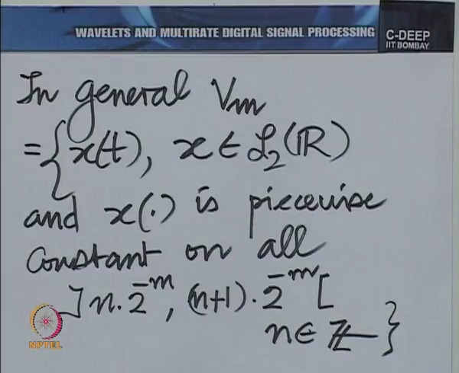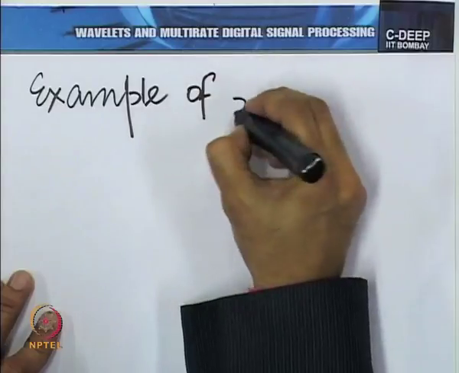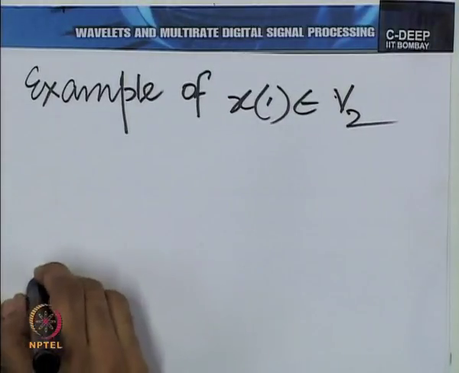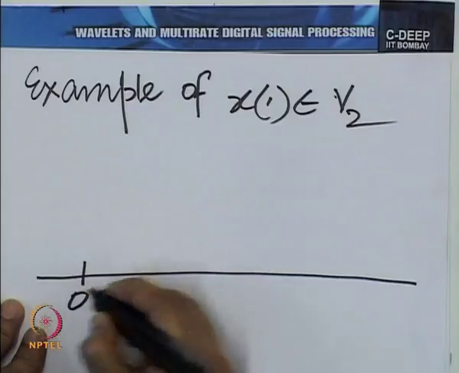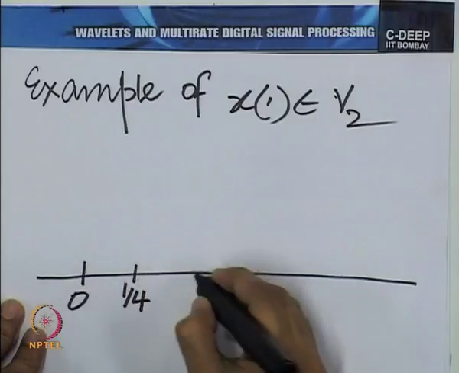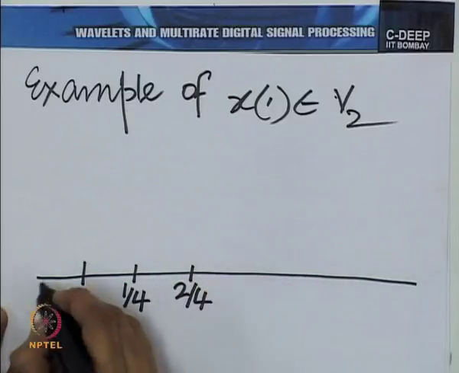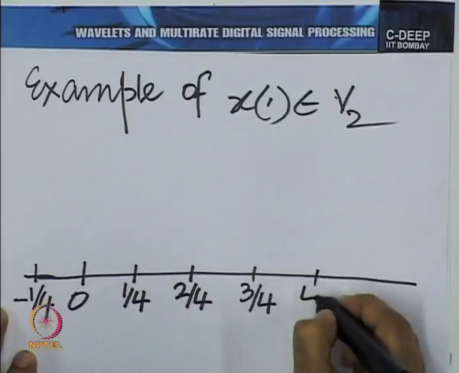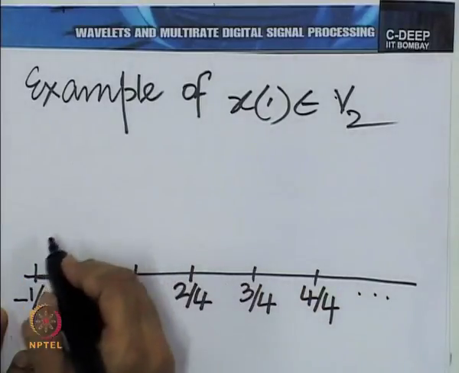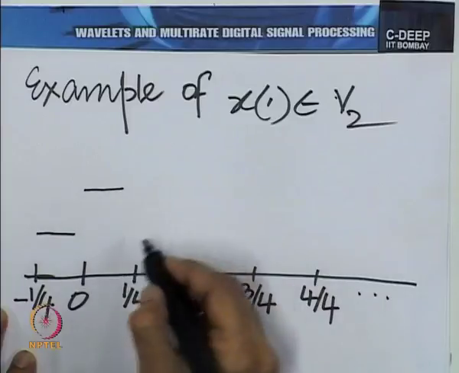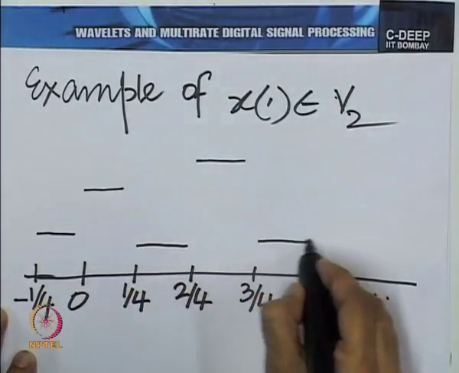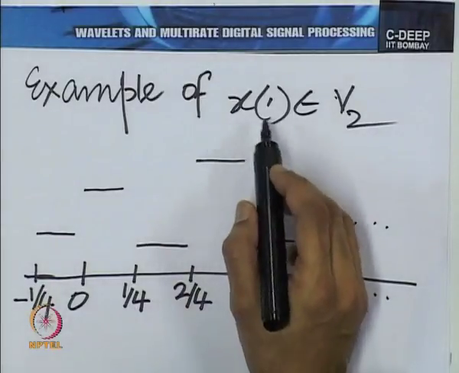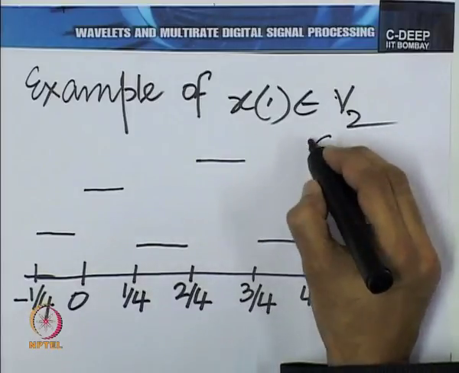To fix our ideas, let us sketch a couple of examples. So, let us take an example of x belonging to V 2. It would look something like this. So, you would have intervals of 1/4 here. And in fact, to be complete, we should also include intervals before 0 and so on. And we have piecewise constancy on these. And so on there. And please remember, x is also in L 2 R. So, when you say it is in V 2, it is automatically of course in L 2 R.